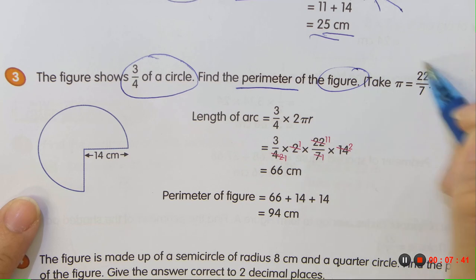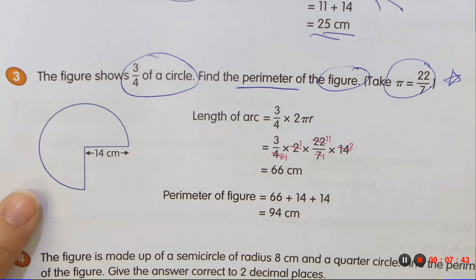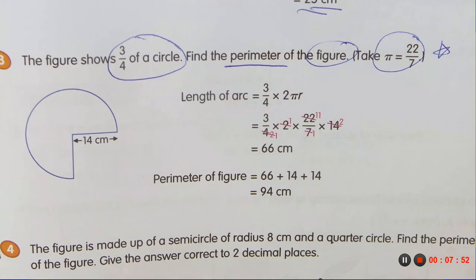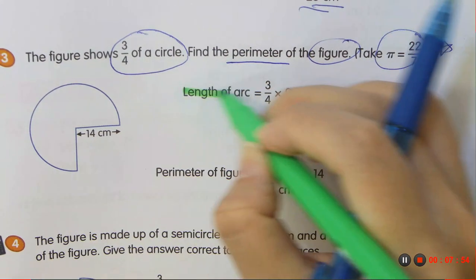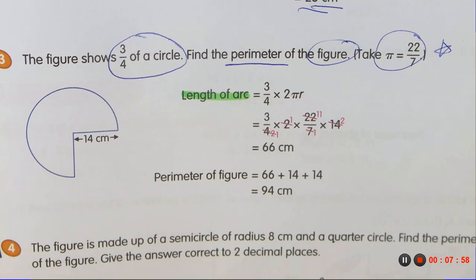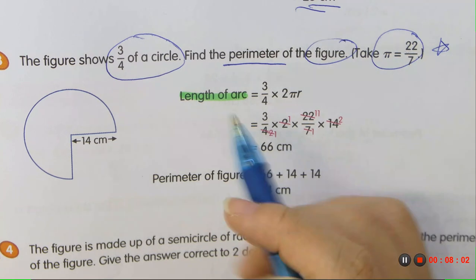22/7. Thank you. I must take pi as 22/7, not the pi in the calculator, not 3.14. Okay, let's continue to ask Aiden the first step. What's the first step about? The length of the arc. Okay, and then? Times the circumference. What is the first step about? It says the length of the arc.